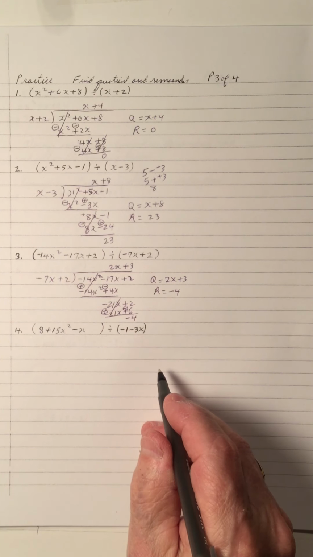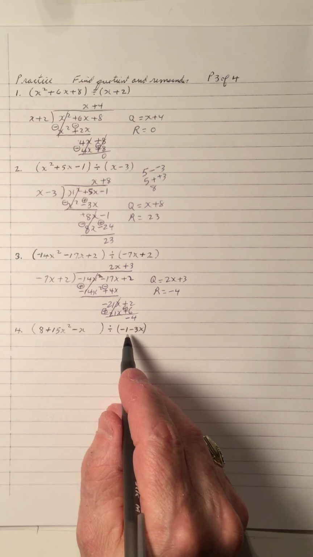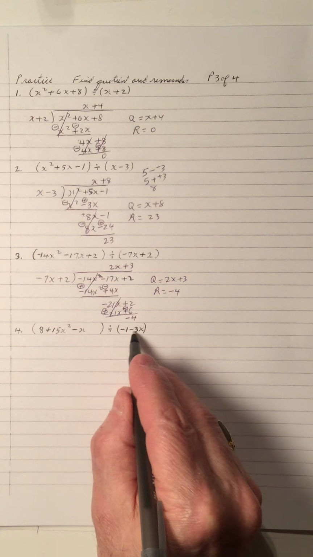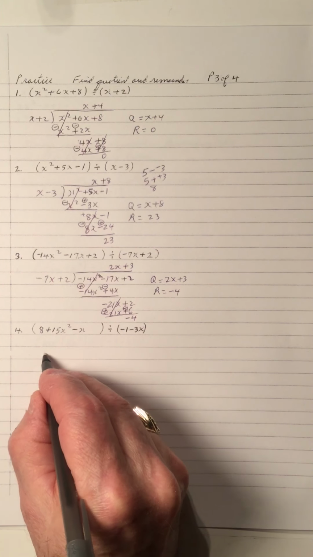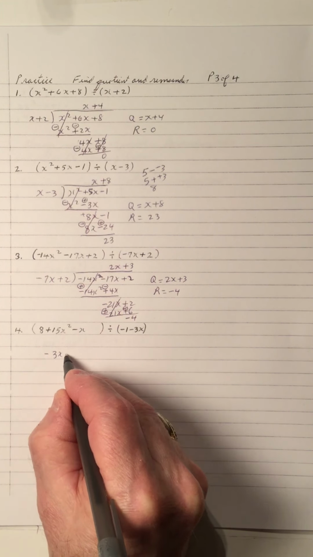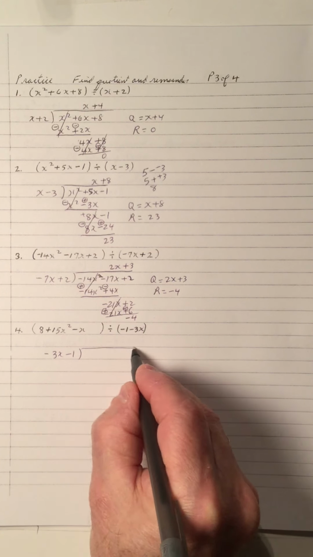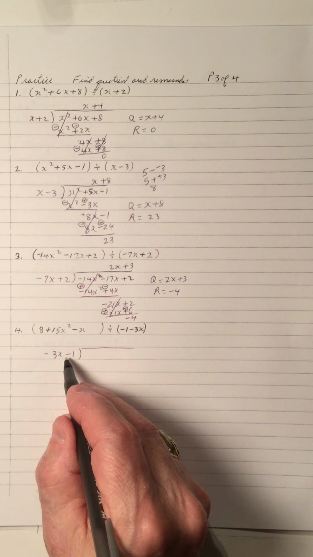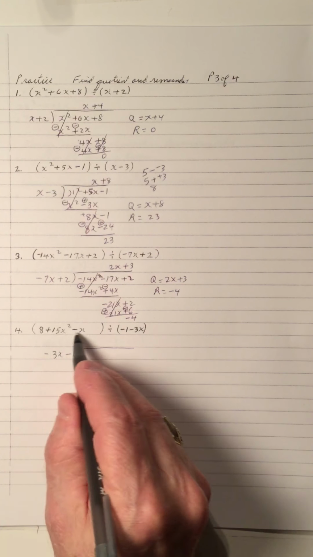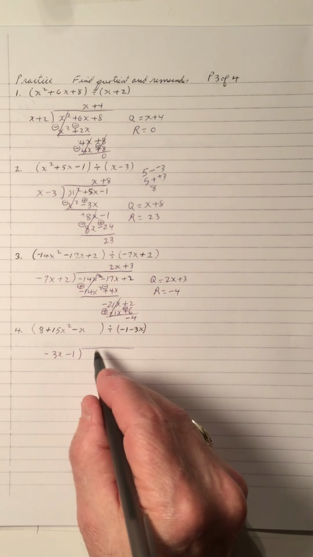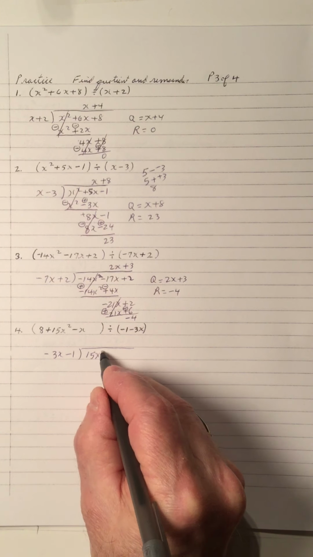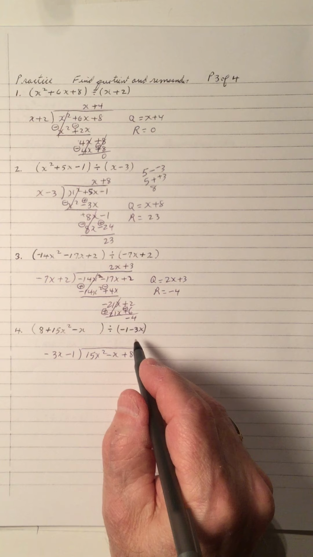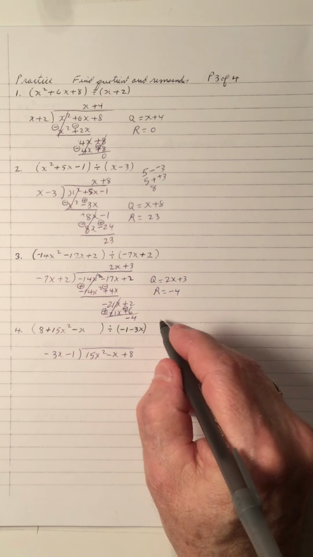Okay, number 4, here we go. So I'm going to divide. But when I look at this one, I see that it's not in descending order, so I'll write that as negative 3x minus 1. So we change the order when you put it here. When I'm writing this one down, that's not in descending order. So the x squared has to go first, then the x goes second, and then the constant goes on the right. The constant is always on the right.